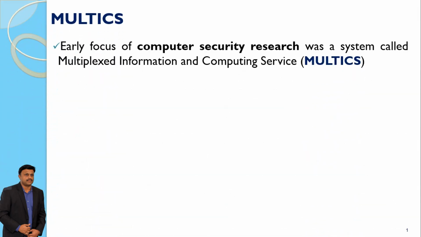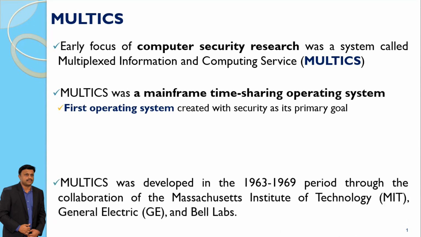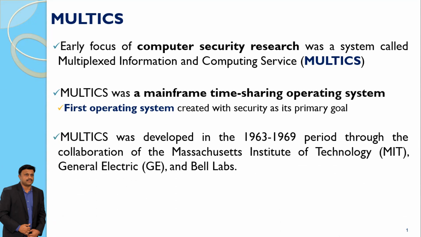MULTICS, developed in the 1960s, was the first operating system designed with security as a primary goal. It was a collaborative effort by MIT, GE, and Bell Labs, focusing on time sharing and mainframe security.